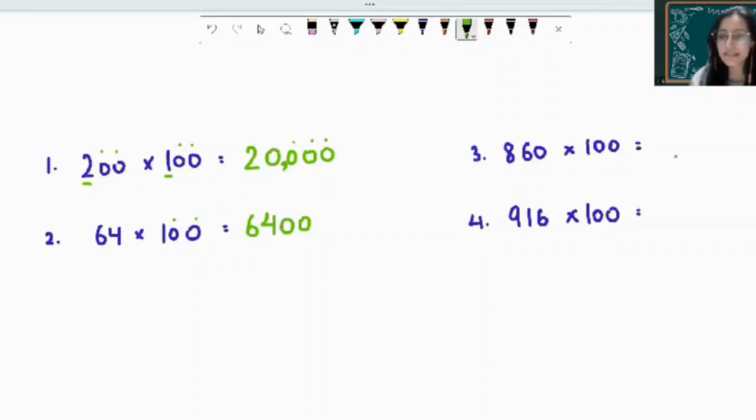Let's do the next question here. It is 860 times 100. So again the same process. 86 times 1 gives you 86. How many zeros? 1, 2, 3. 3 zeros, isn't it? So let's put 3 zeros over here and it gives you now 86,000. Next question is for you. I want your answers in the chat box.